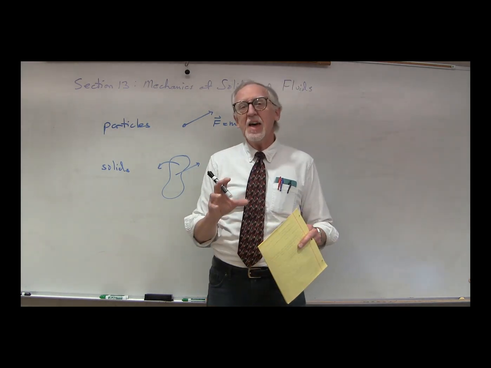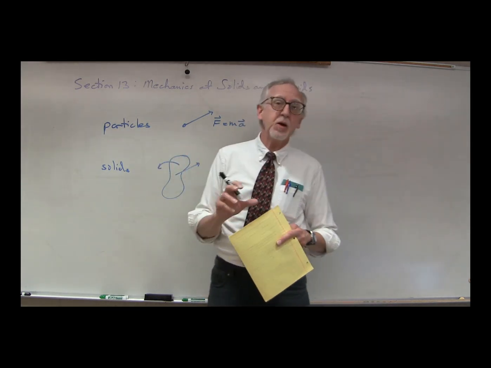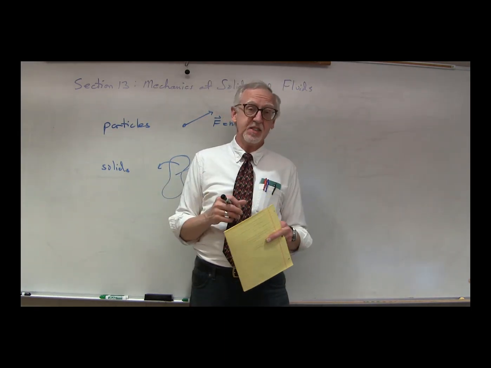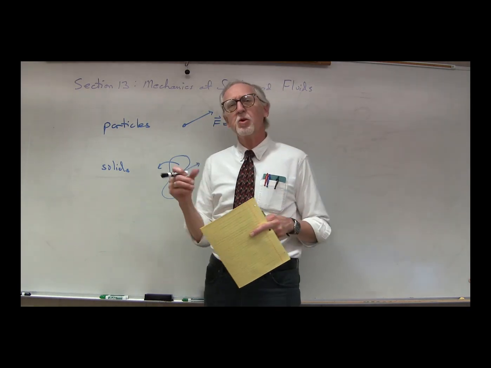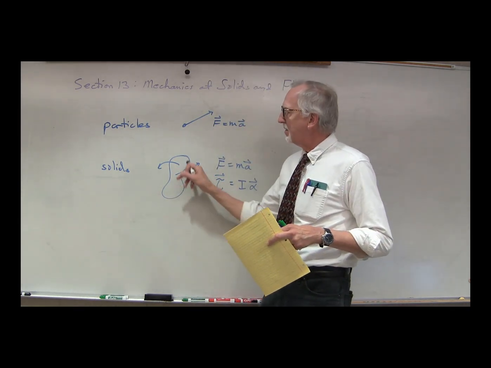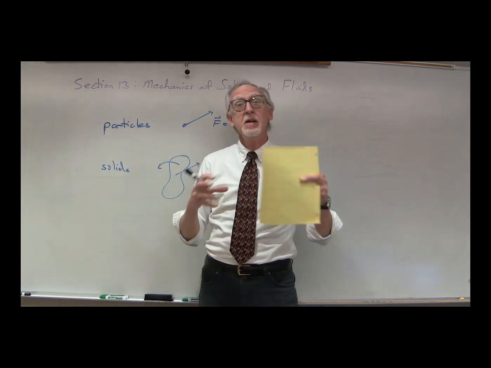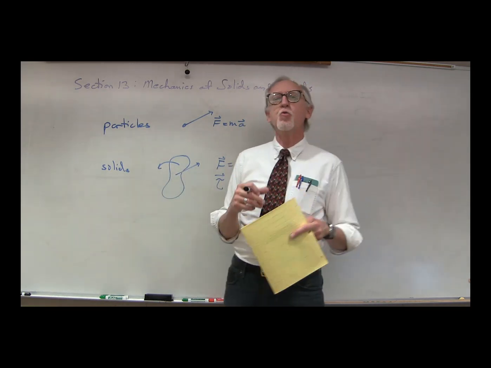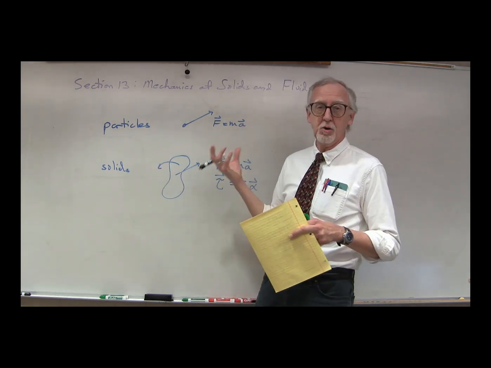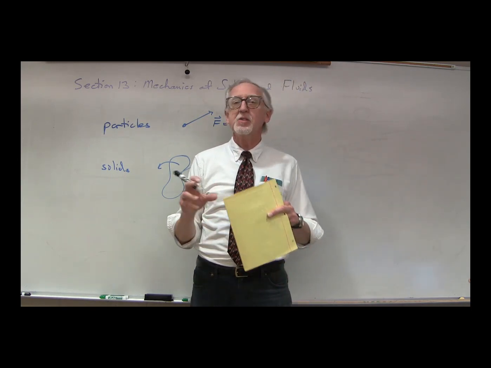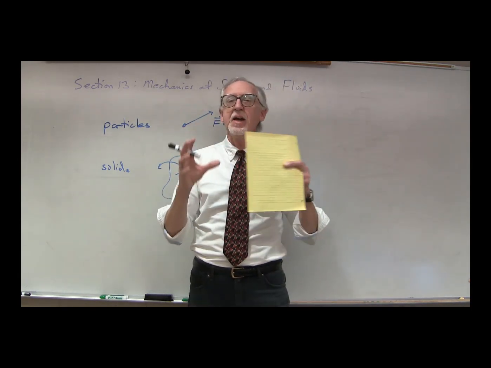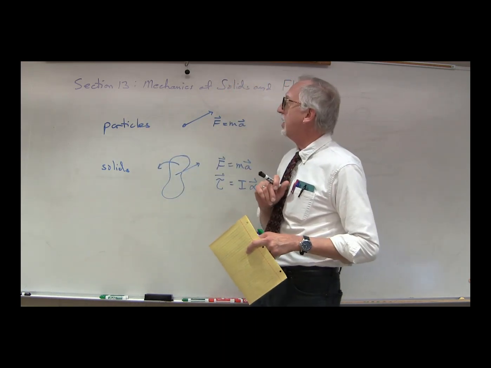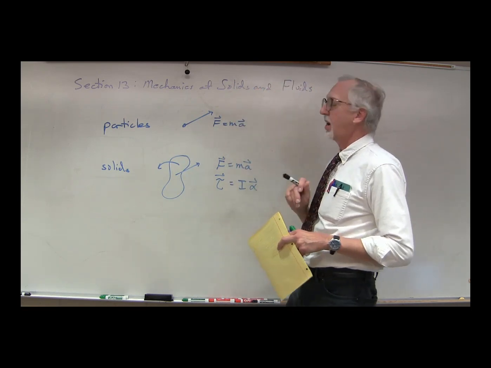What we're going to do today is start looking at an aspect of the systems that we haven't considered before, and that is the internal structure of what the system has. In other words, we're going to start looking at how the internal parts of the system might move relative to each other. With solids, we think of that as basically a rigid object that can either translate or rotate. But we're going to start looking at something else where the internal structure can actually change and change its shape, for example. This brings us to section 13, the mechanics of solids and fluids.